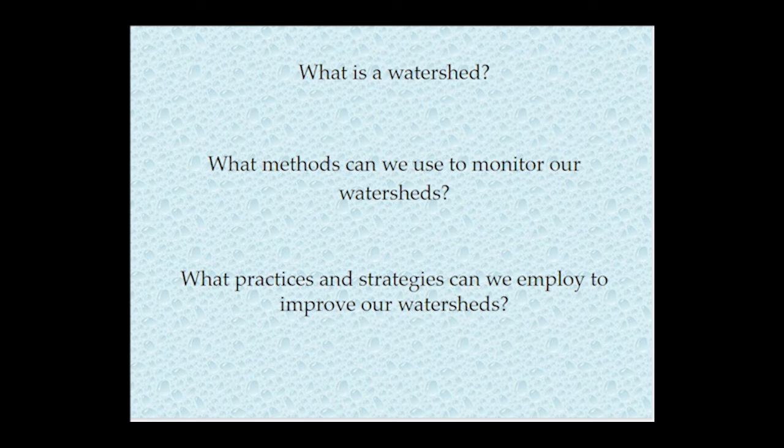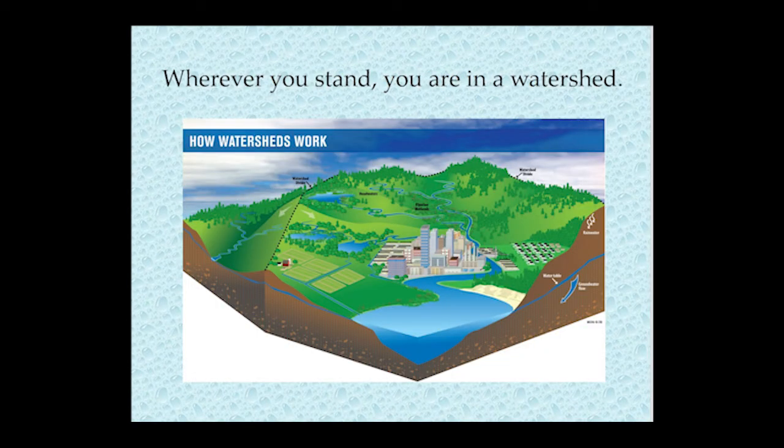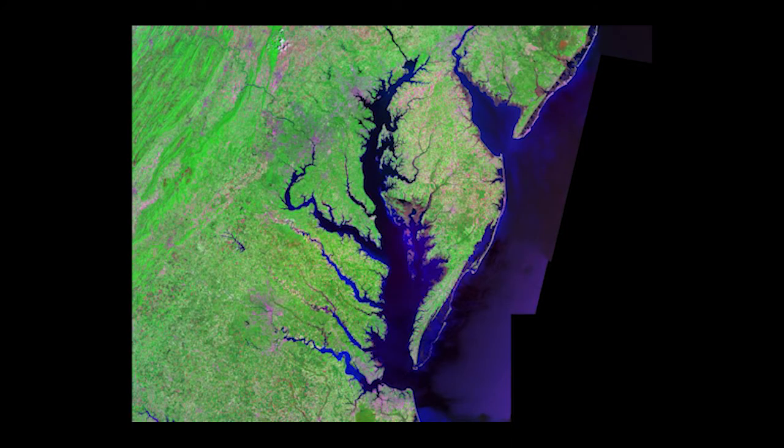So, what is a watershed? Because we all live in one. The simplest answer is that it's a drainage basin, an area of land that contains creeks, streams, or rivers that drain into larger bodies of water.